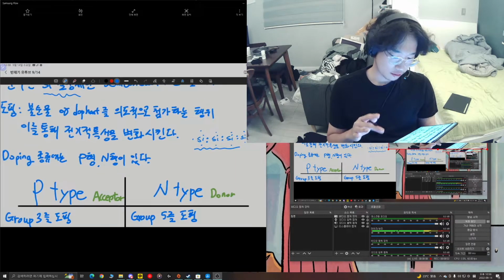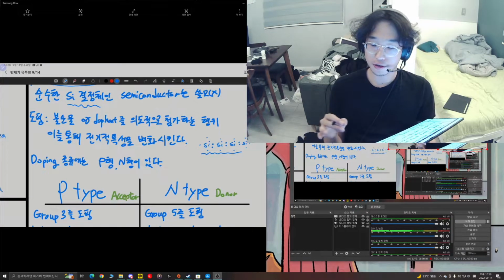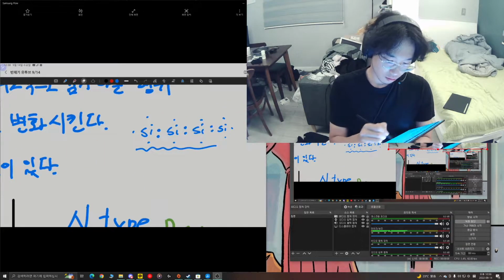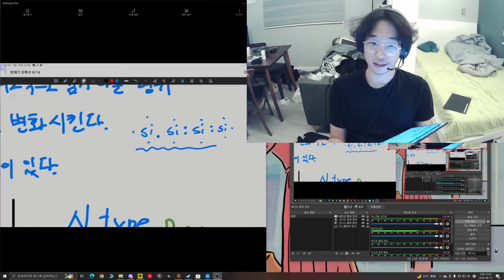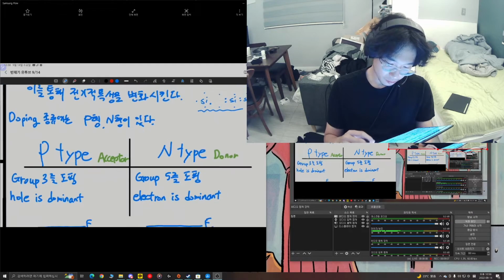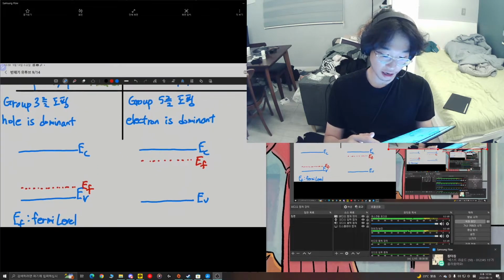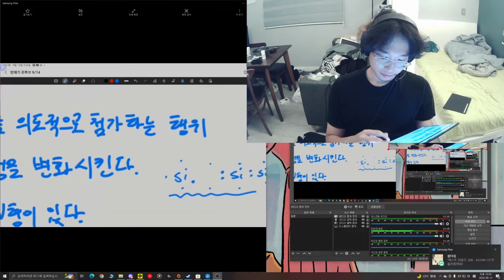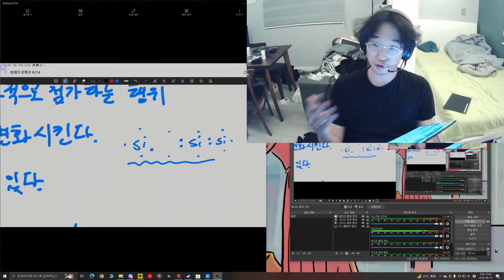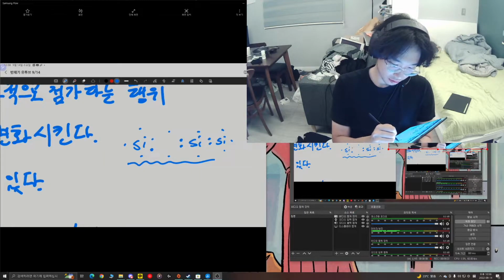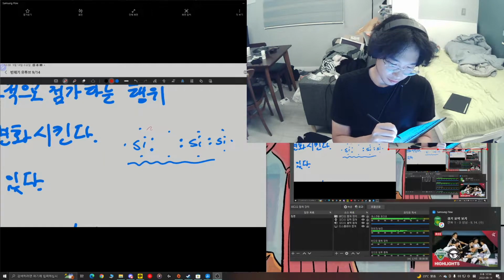But if we dope group 3 or group 5, there will be a hole like that, or free electrons that can be moved.